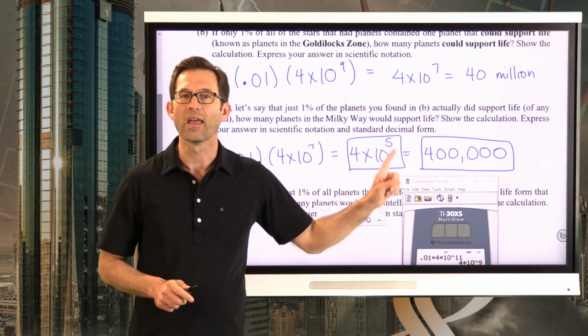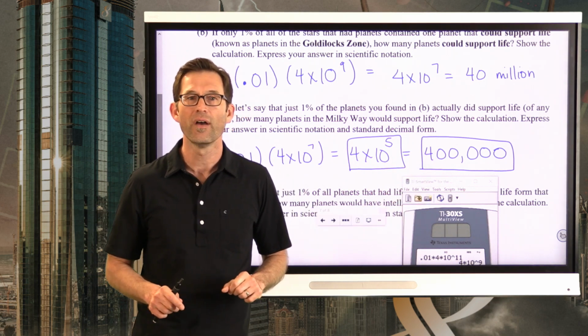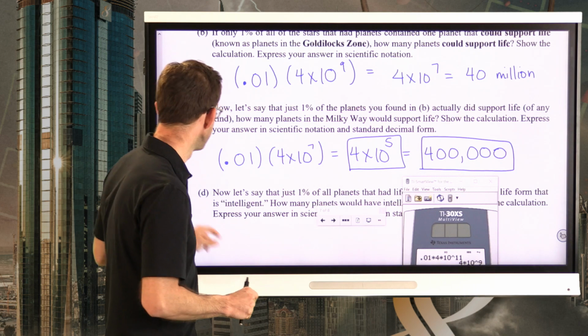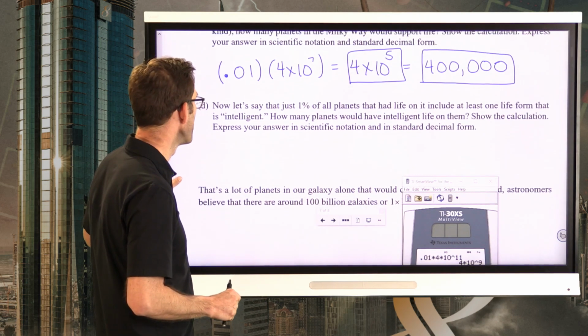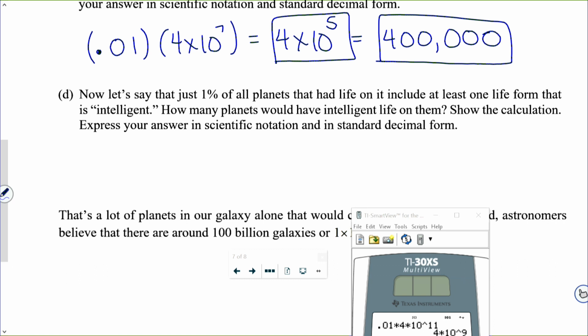And now let's say only 1 in every 100 of these planets that have life have intelligent life. And that's the last part, right? Letter D. Now let's say that just 1% of all the planets that had life on it include at least one life form that is intelligent. How many planets would have intelligent life on them? Show the calculation, express your answer in scientific notation and standard decimal form.